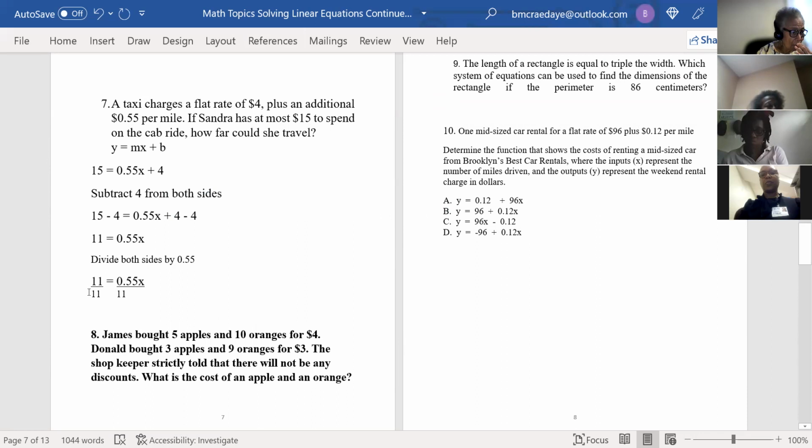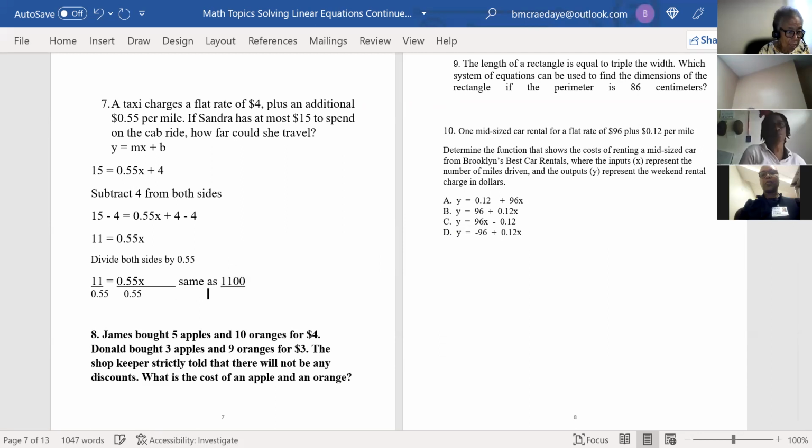I get 0.5. 11 over 0.55 is the same as 1100 divided by 55, where you just shift the decimal points. It's the same ratio, right?